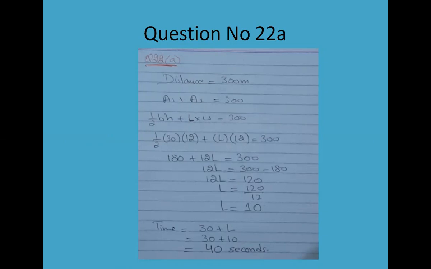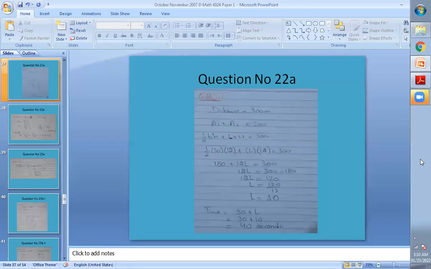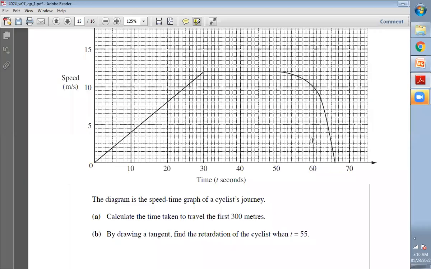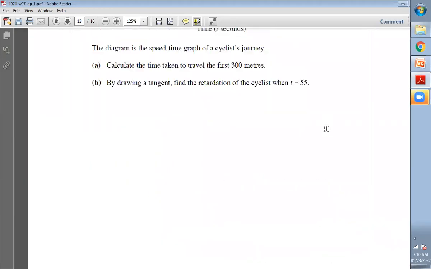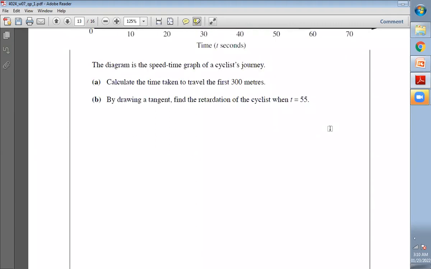So it will be 180 plus 12L is equal to 300. So 12L is equal to 300 minus 180, so 12L will be equal to 120. So L will be equal to 120 divided by 12, and that will be 10. So it means that after the first 30 seconds, further you will take 10 seconds. So the total time taken will be 30 plus 10, which is 40 seconds. So this is how you do question number 22, A part. It's not an easy question, a little bit difficult. He says it's a 2 mark question.